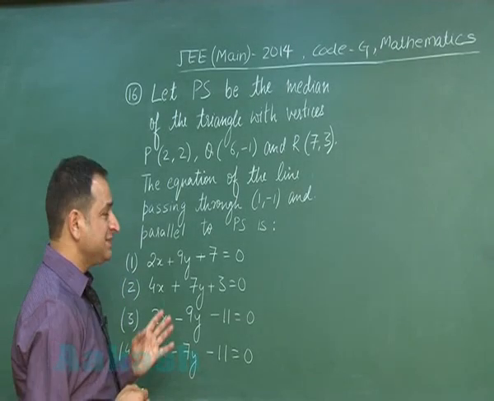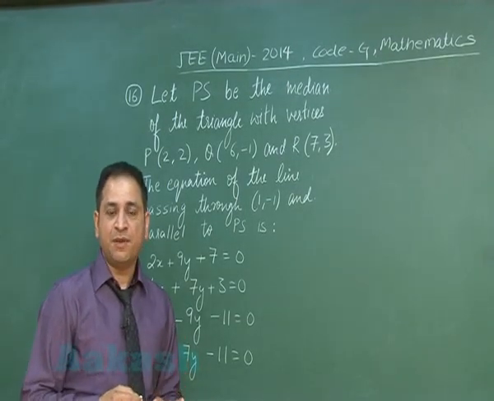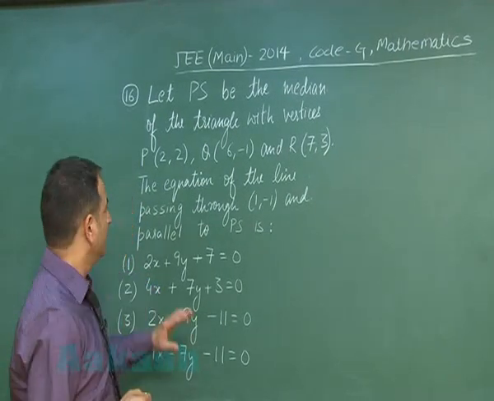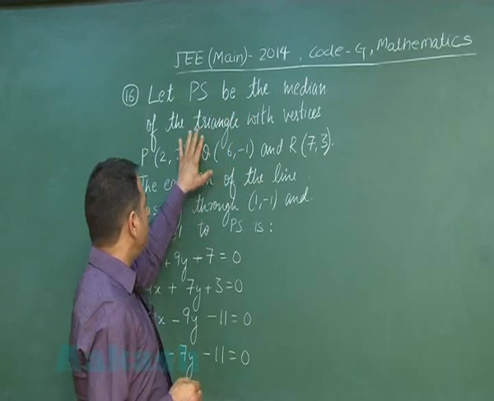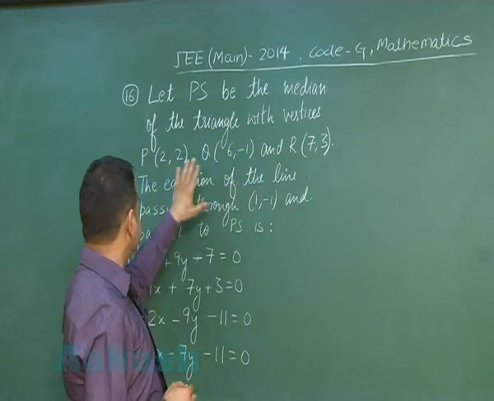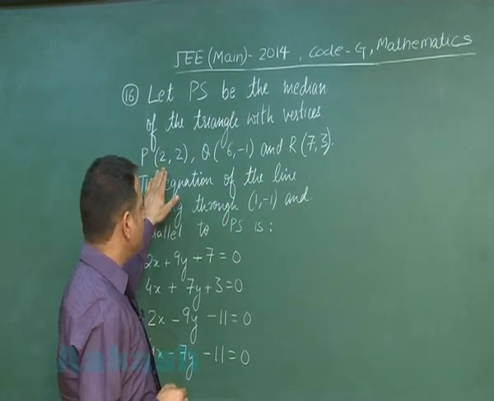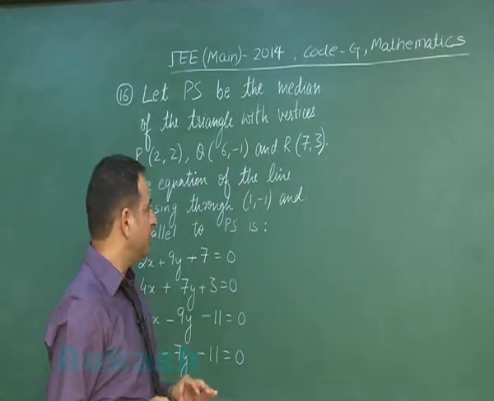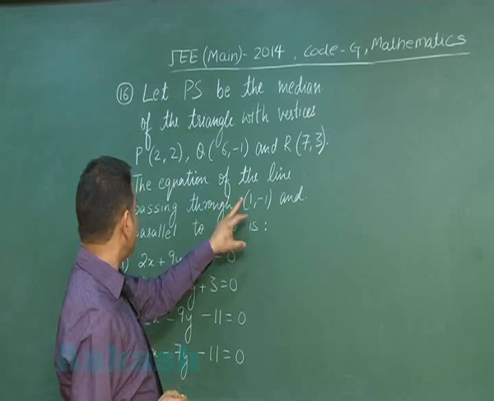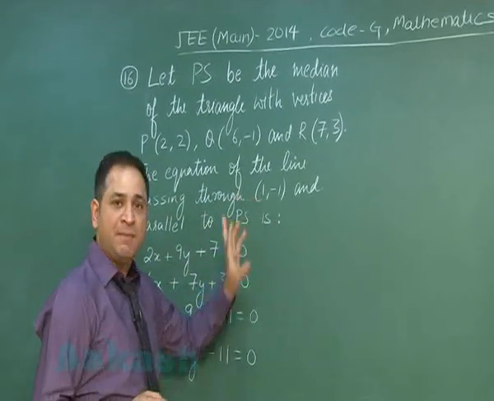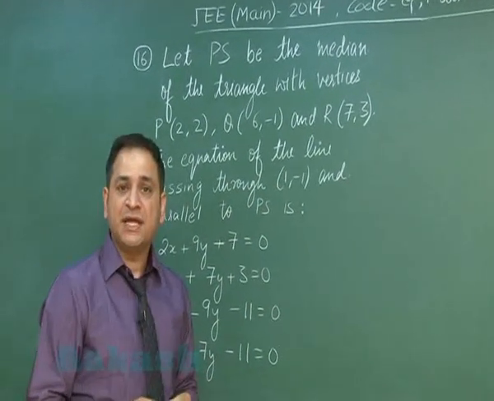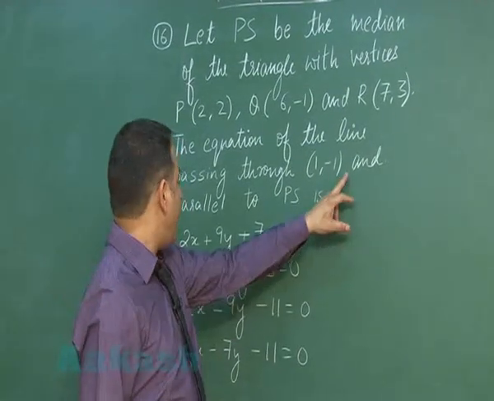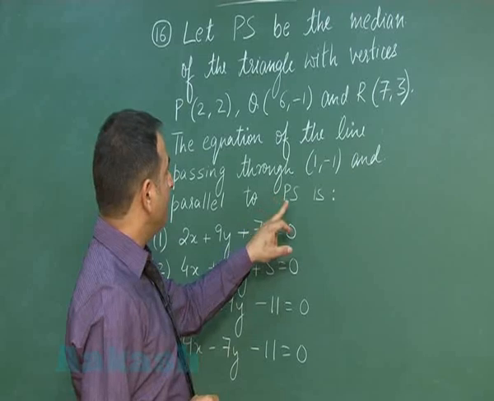Moving to question number 16. This is the problem which is being taken from straight line coordinate geometry. Let PS be the median of the triangle with vertices P (2, 2), Q (6, -1) and R (7, 3). We have to find out the equation of the line passing through (1, -1) and parallel to PS.